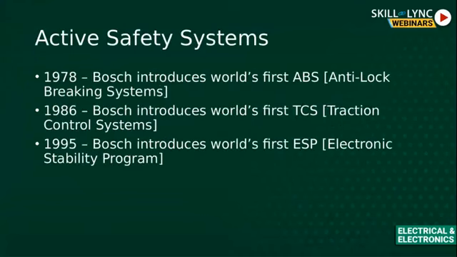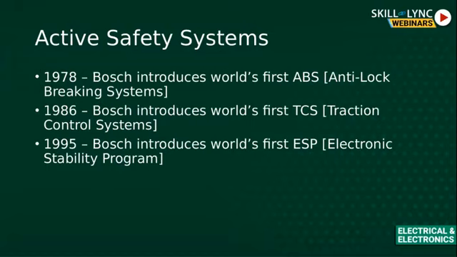Before moving on to the active safety system, I want to give some more fun facts. These are important facts to keep in mind. The first one is, in 1978, Bosch introduced the world's first anti-lock braking system. In 1986, Bosch introduced the world's first traction control system, and in 1995, Bosch introduced the world's first electronic stability program. In this webinar, we are going to see each of these in detail, with special focus on the anti-lock braking system.